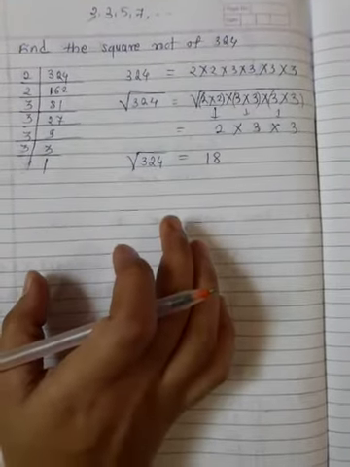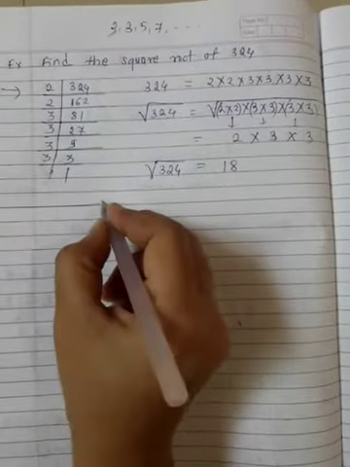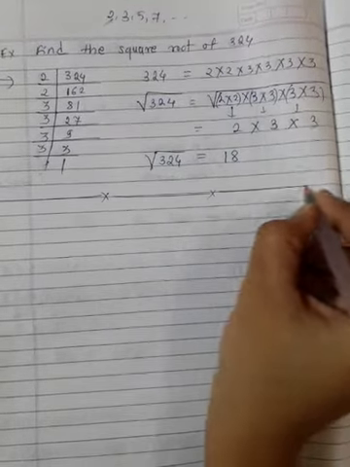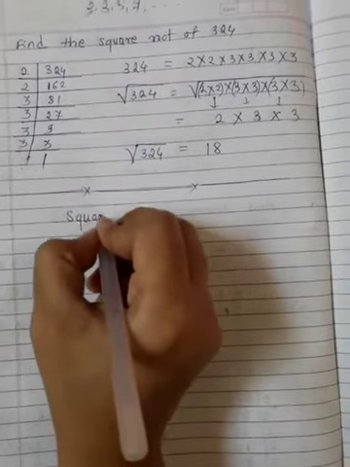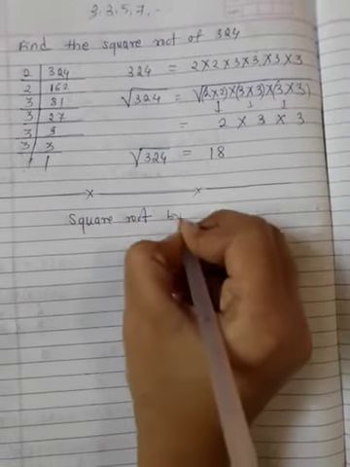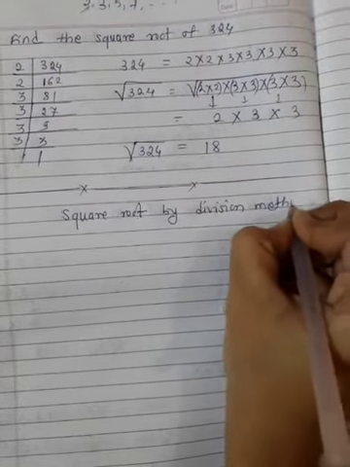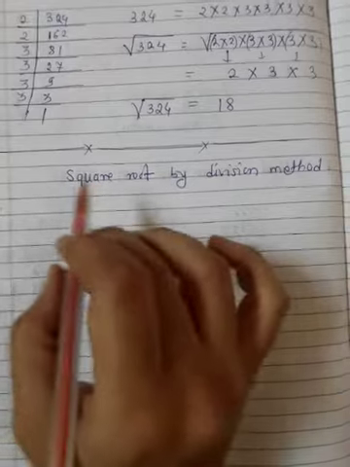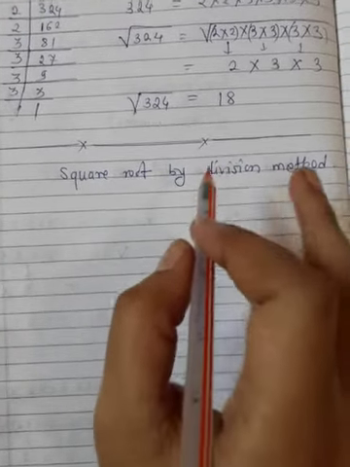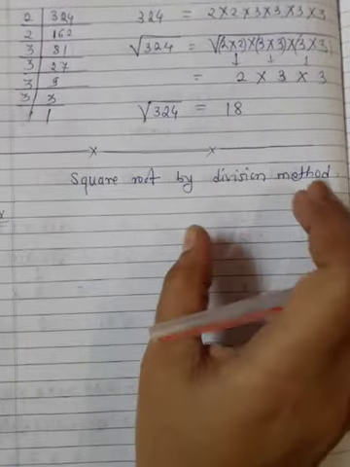Okay, so this is a very easy method to find the square root of small numbers, right? Prime factorization method. Okay, now see what is our next method. The next method is the division method, to find the square root by the division method. This method is slightly critical, but you can solve it. First of all remember that this method will be useful to find the square root of large numbers only.